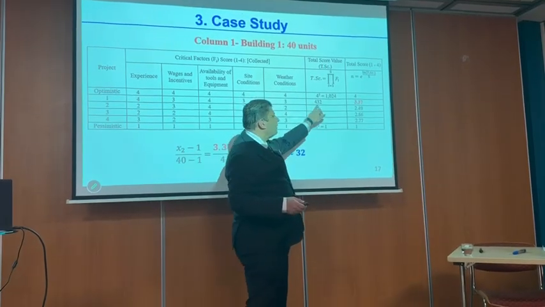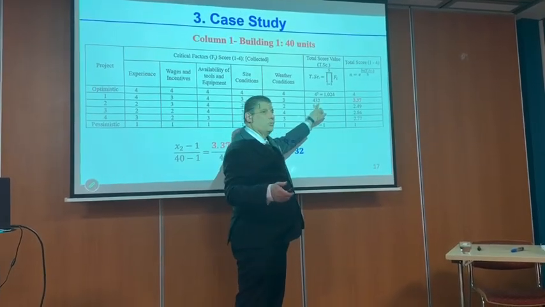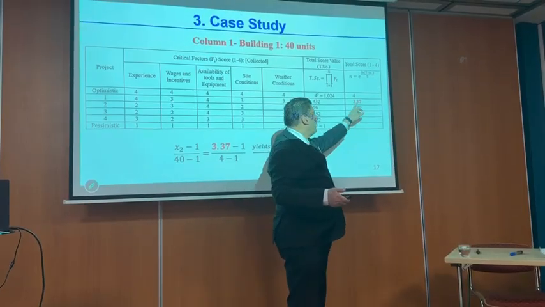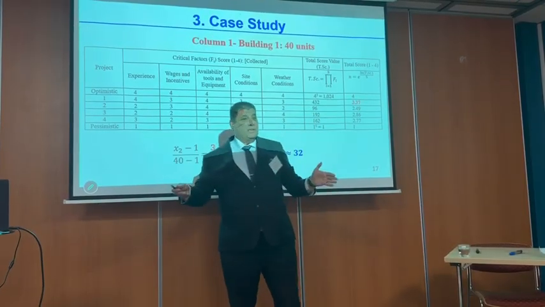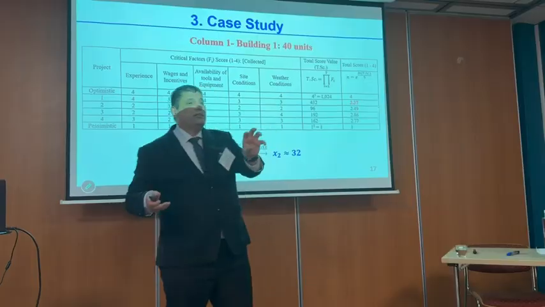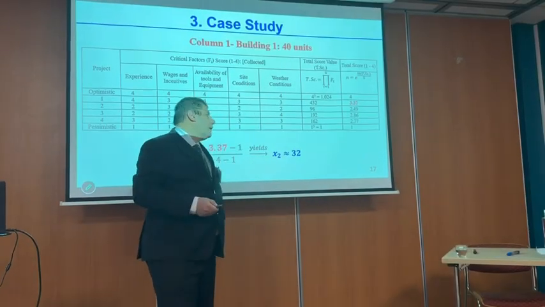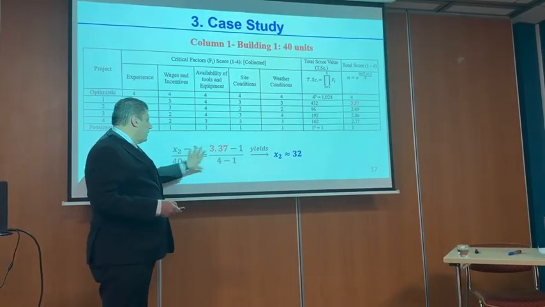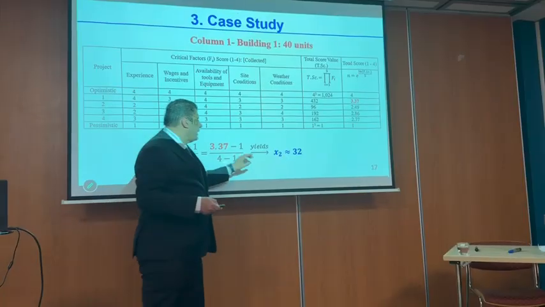The location of the current project, based on the factors, is 1 to 4. You will get the total multiplication of 432. If you use the equation, you will get 3.37. That means it is between 1 and 4. We identify the x2. Using interpolation, you will get x2.